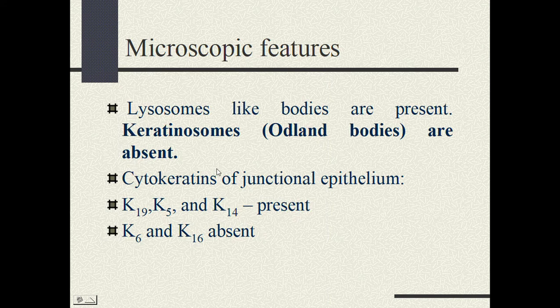Microscopic feature: lysosome-like bodies are present. Keratinosomes (Odland bodies) are absent. Cytokeratin of junctional epithelium: K19, K5 and K14 are present. K6 and K16 are absent.